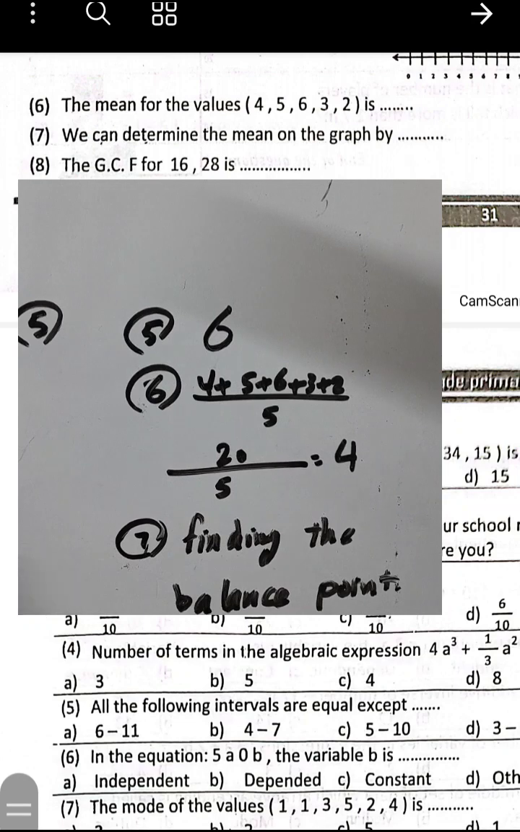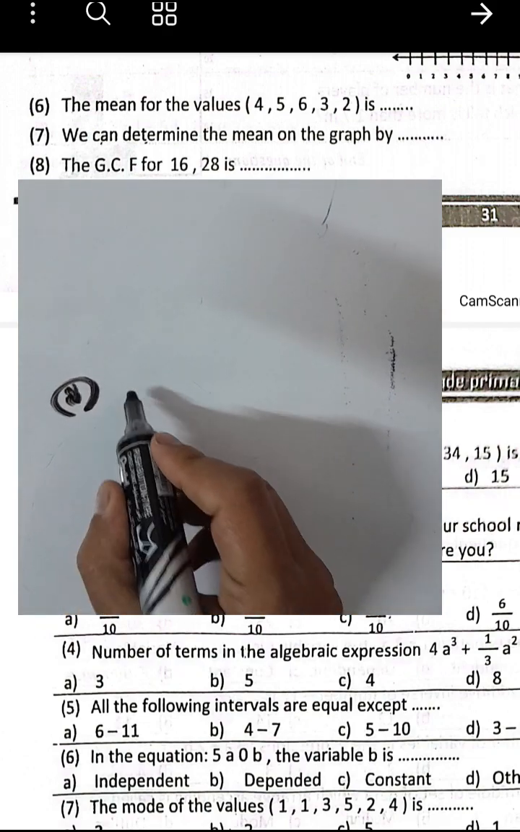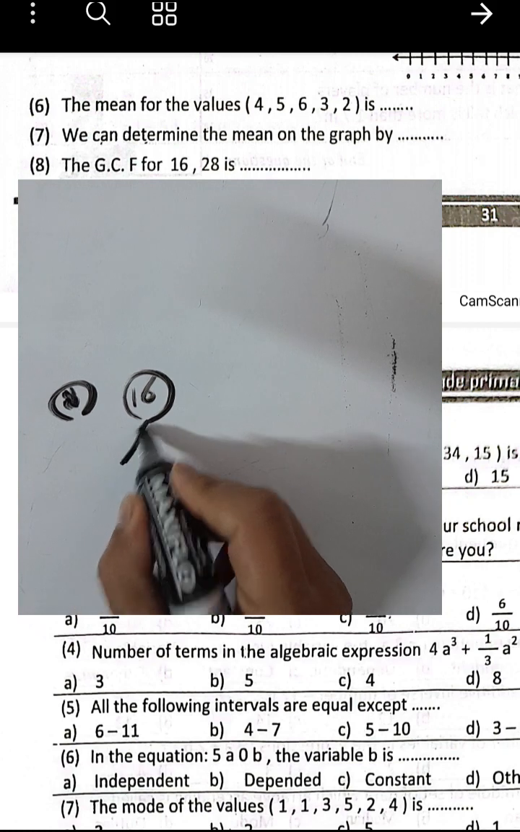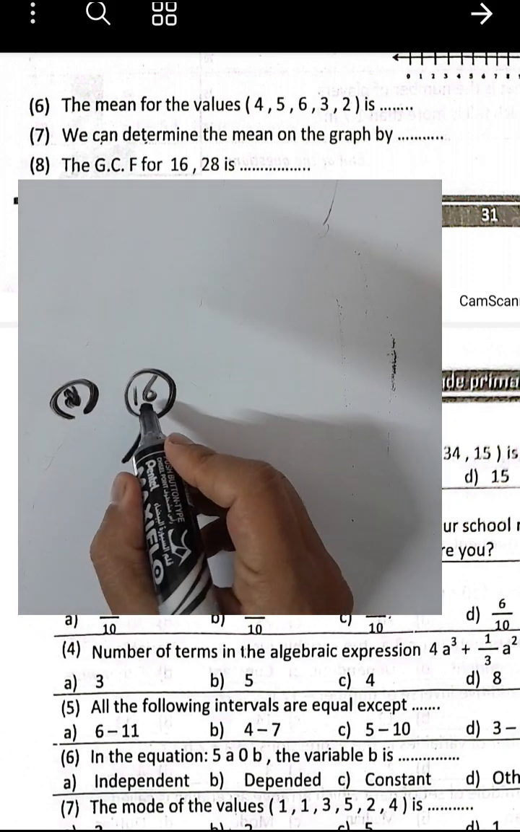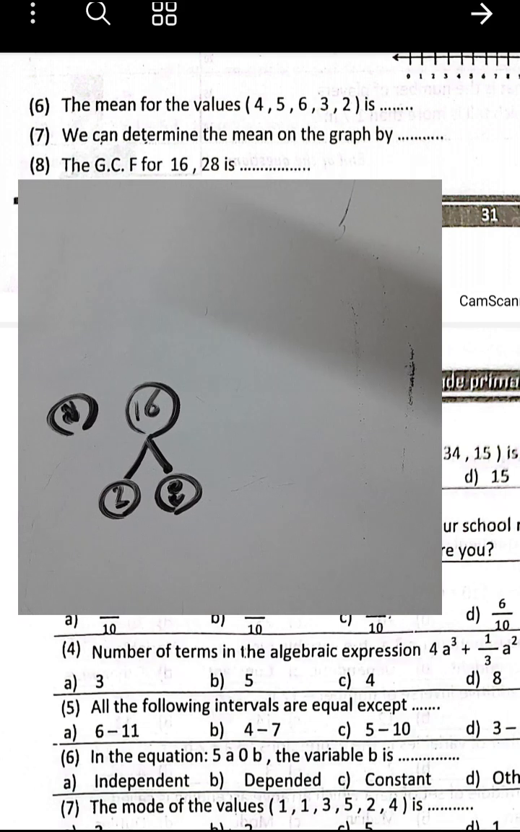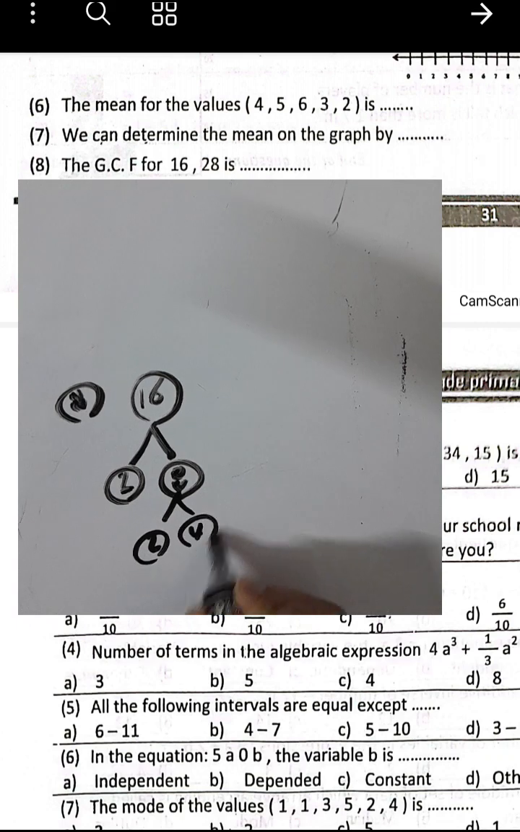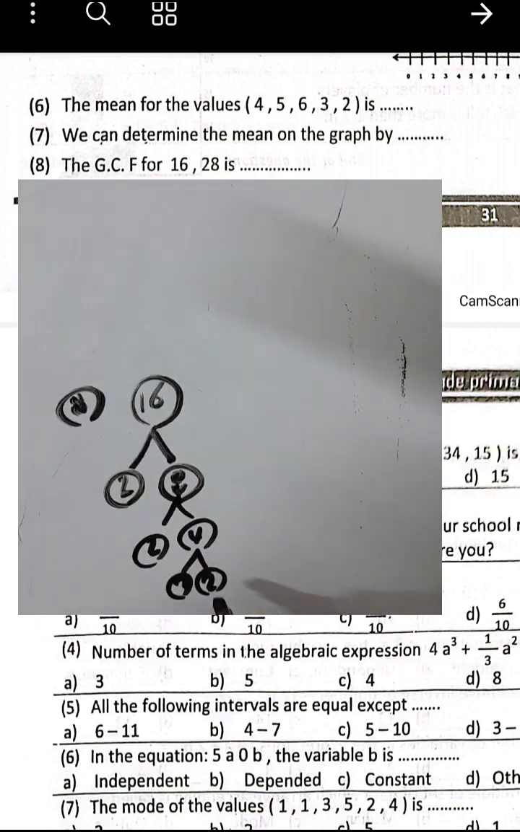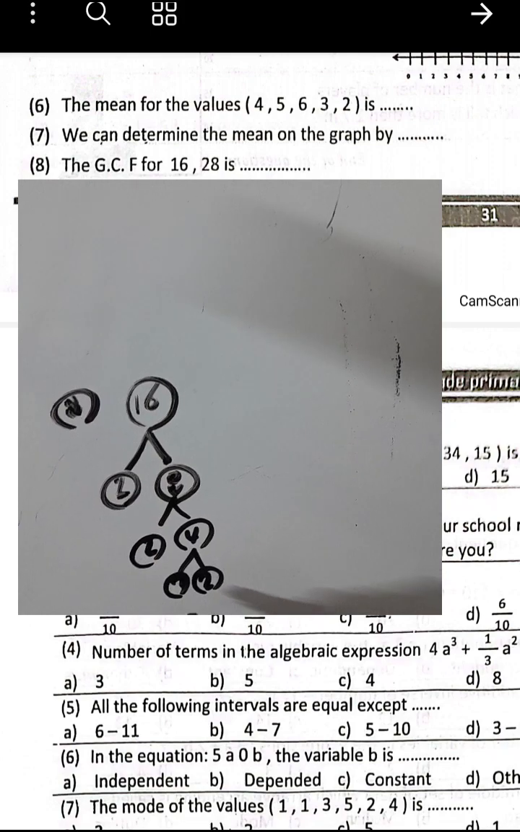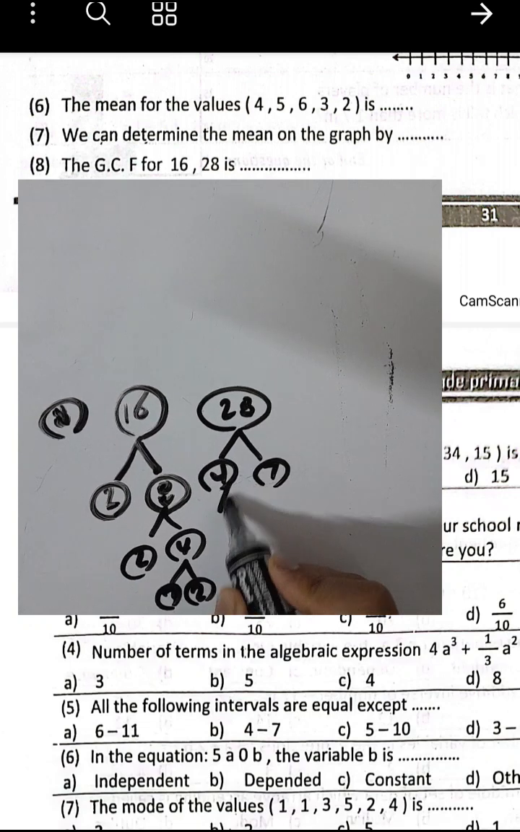Question 8. The greatest common factor for 16 and 28. Using factorization, 16 equals 2 times 8. And 8 equals 2 times 4. And 4 equals 2 by 2. 28 equals 4 by 7. And 4 equals 2 by 2.